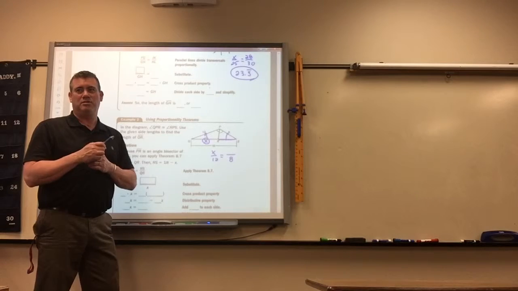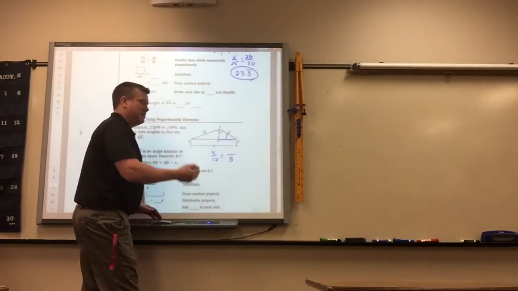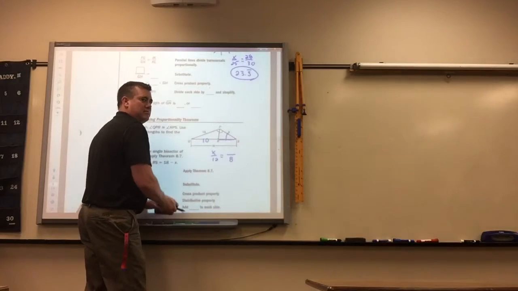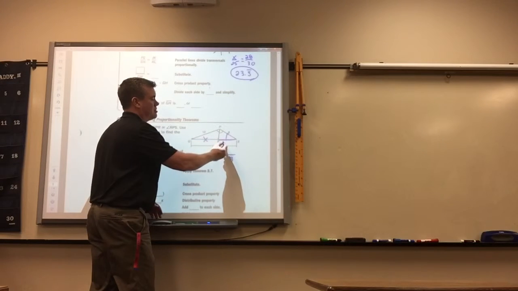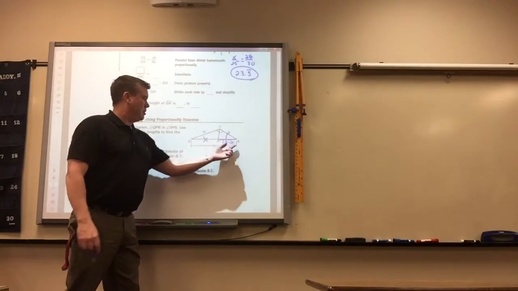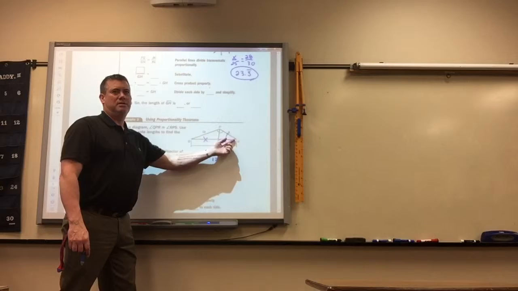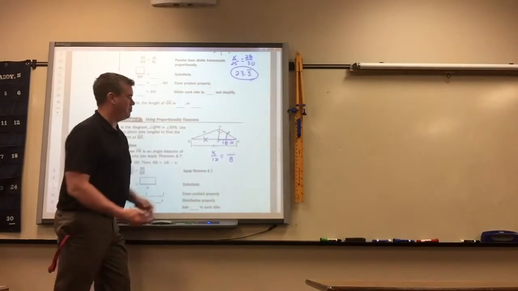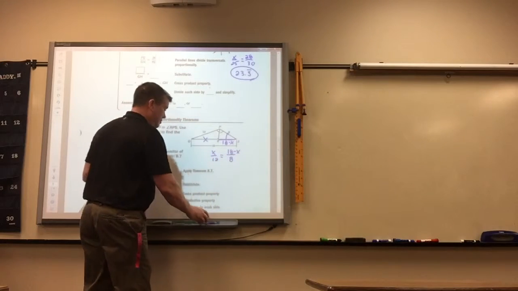You're close. Okay, let's just say if this was 10, this would be 8, right? 18 minus 10. But it's not 10, it's X. So what would you call this? 18 minus X. The whole thing is 18. So if you subtract the length of this, that'll give you the length of that. So this is 18 minus X.